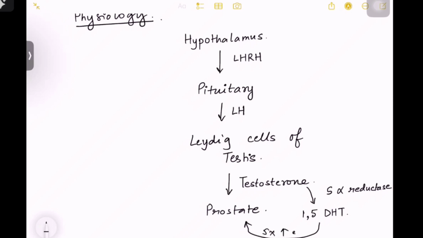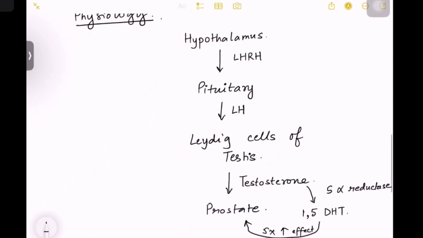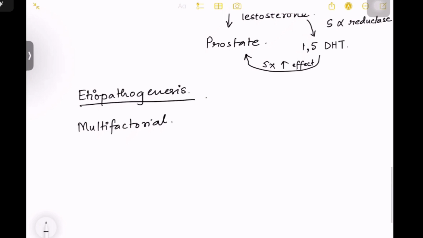And why is it converting? Because 1,5 dihydrotestosterone also acts on the prostate and is much more effective than testosterone. Rather, it is 5 times more effective than testosterone. And both of them act on the prostate. Now, let's come to the etiopathogenesis.